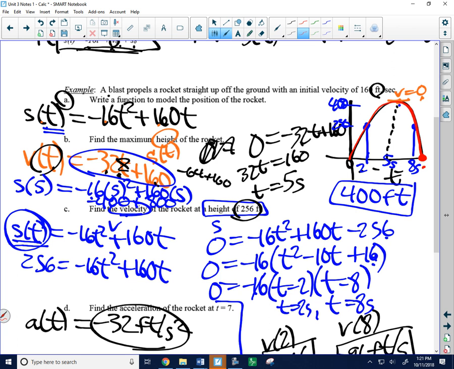Same thing. The position and the height are the same thing. That's just position function is the height function. All right, so the position or the height is 0. And so what we're going to do is plug in 0 for the position. And we can solve that and get the time.